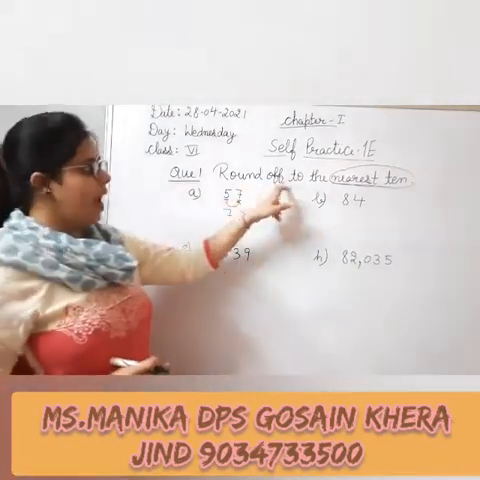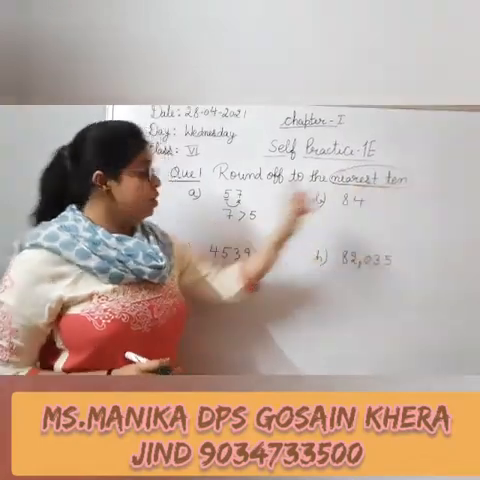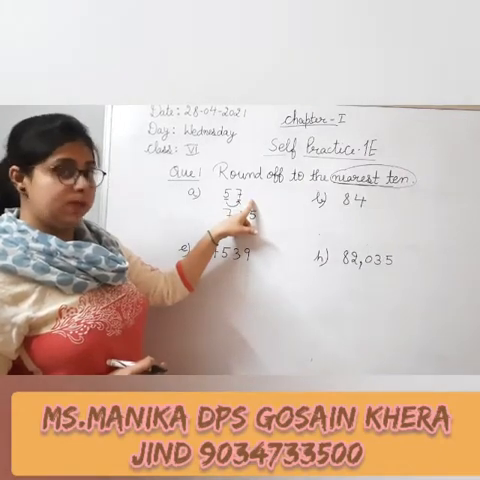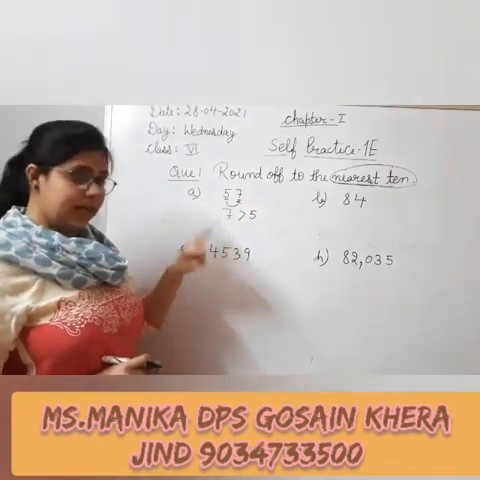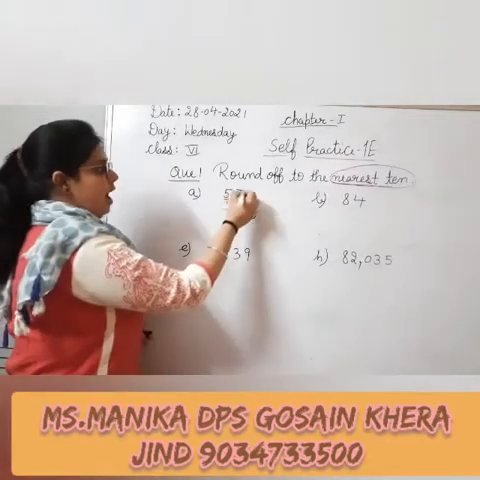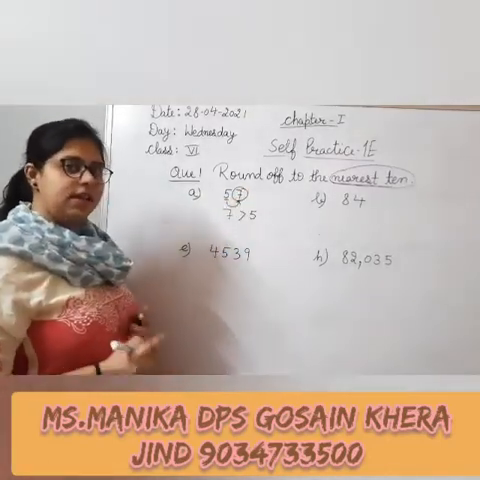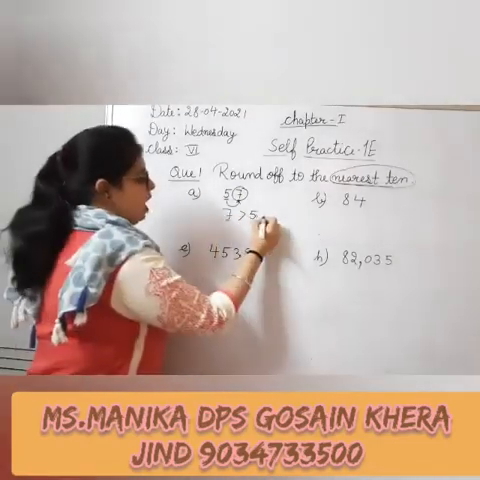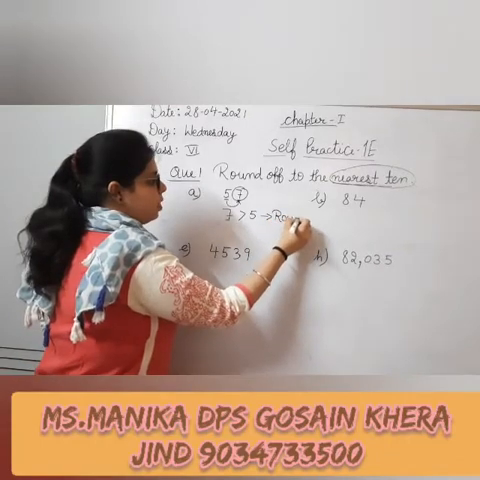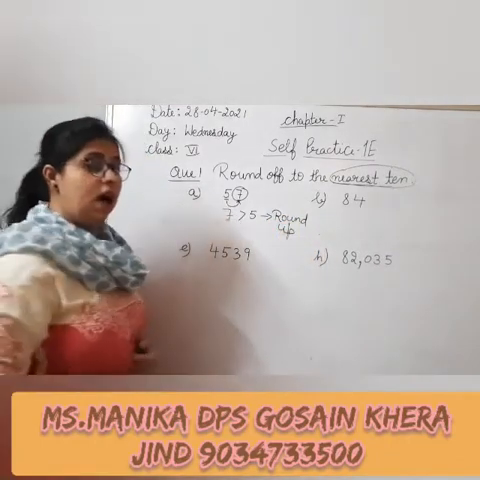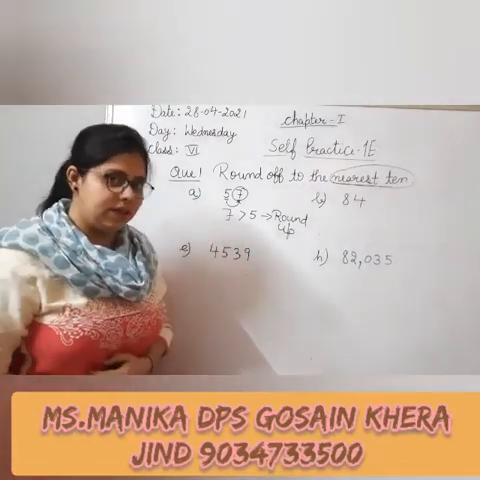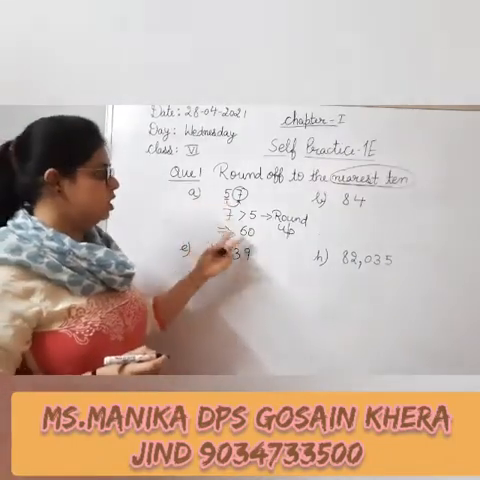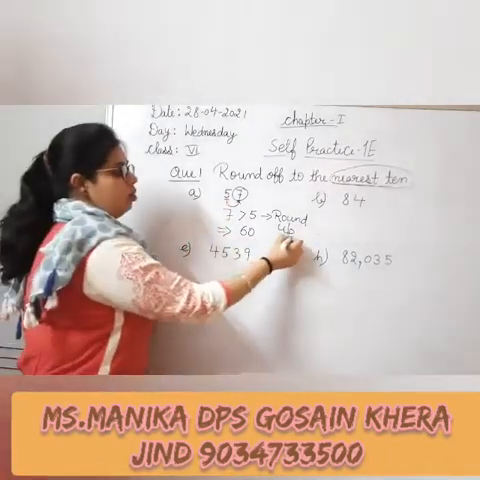Now 7 is greater than 5. Firstly, we round off to the nearest tens. Second step, we see that the digit right of the tens place is 7. Is it greater than 5 or less than 5? We know that 7 is greater than 5. Now what do we have to do? We have to round up. So when we round up this 57, it will give you 60, because you very well know that 57 is near to 60.